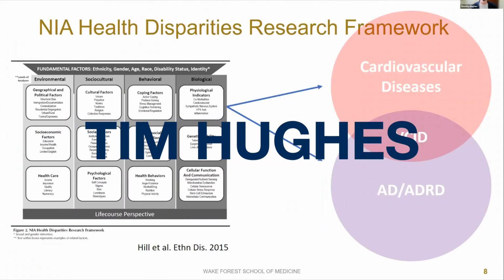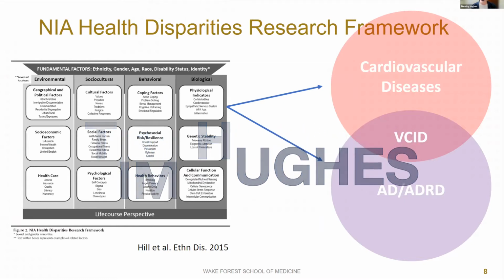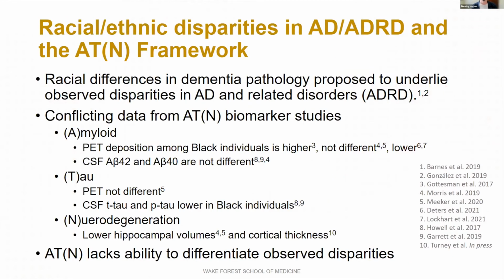When we take a look at how health disparities contribute to ADRD, it tells us a little bit about a connection where the two may come together into the vascular contributions to dementia. So let's build a little bit on what Dr. Zhang presented yesterday on the racial and ethnic disparities that we know about in AD and ADRD in the ATN framework.